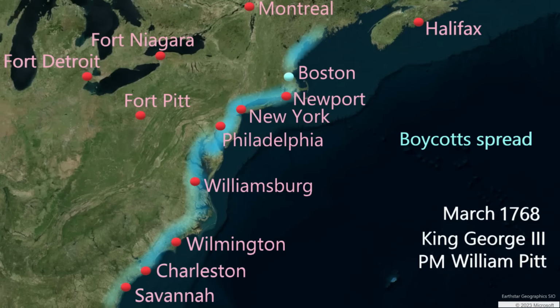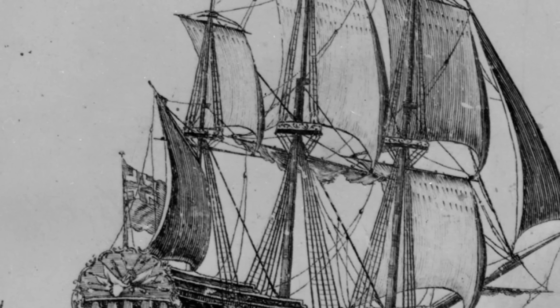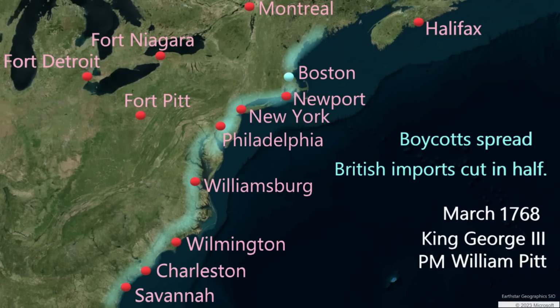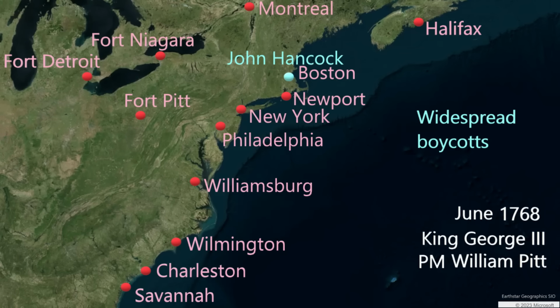American artisans support the boycotts, as the market is no longer flooded with British goods. Non-importation quickly grinds the transatlantic trade to a halt. British exports to America are halved, crushing British industrial output and closing factories. June 1768. In Boston, a British warship seizes John Hancock's ship, which was called the Liberty. Riots ensue. Boston is again in a state of social unrest.